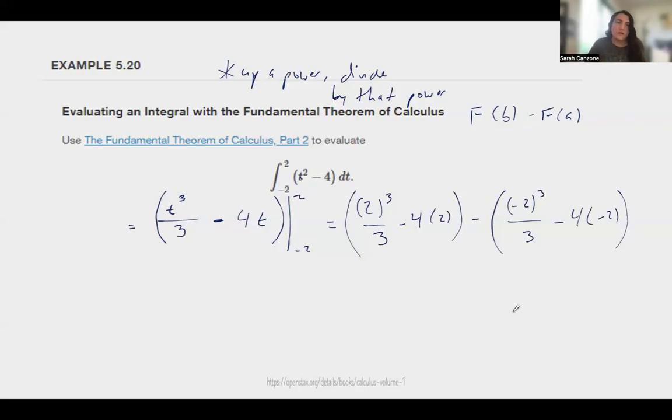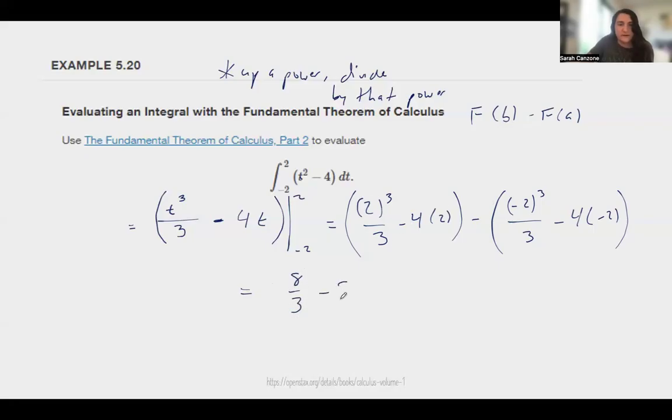And I know earlier I did say don't simplify your answers. That applied to derivatives that had ugly answers. For this, you do want to simplify to get a number because this is just going to be a single quantity. So this is 2 to the 3 is 8. This is 8 over 3.